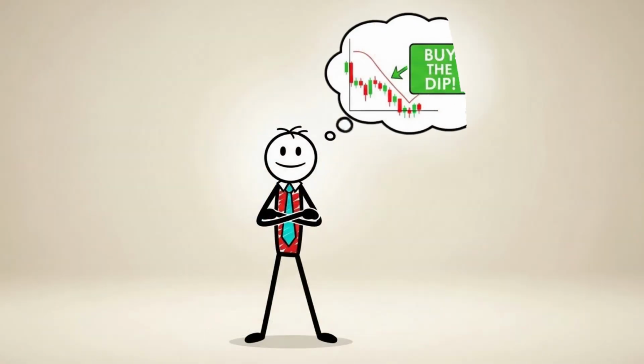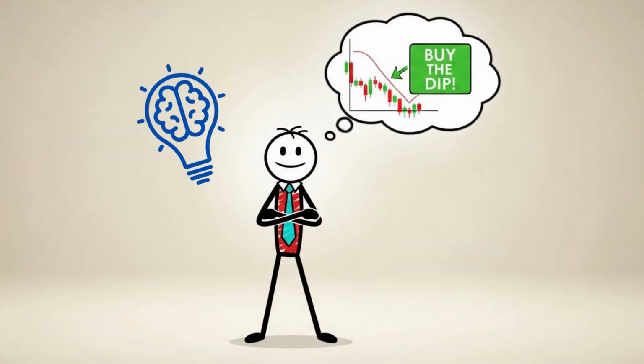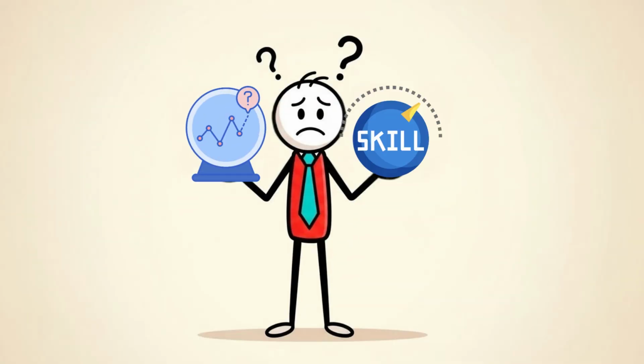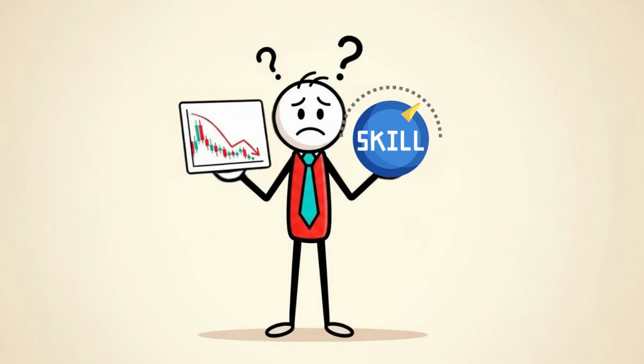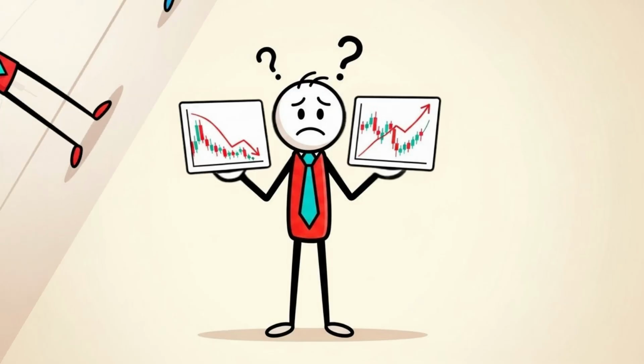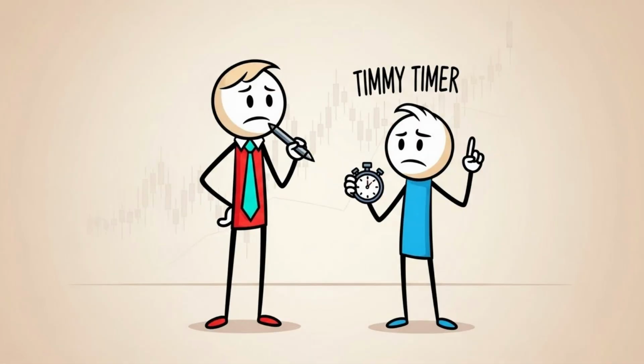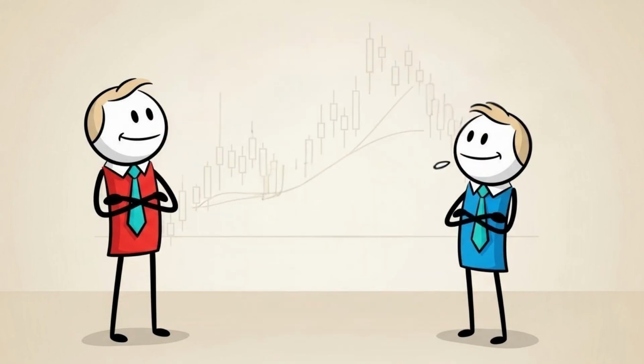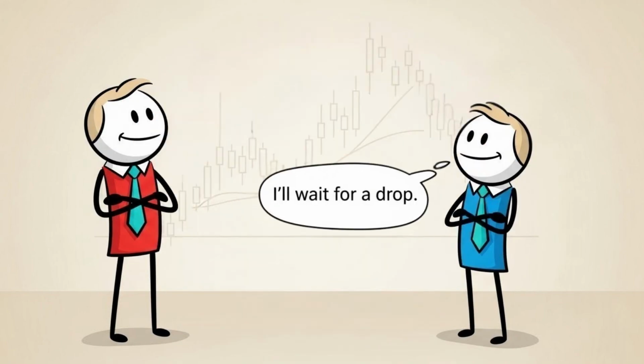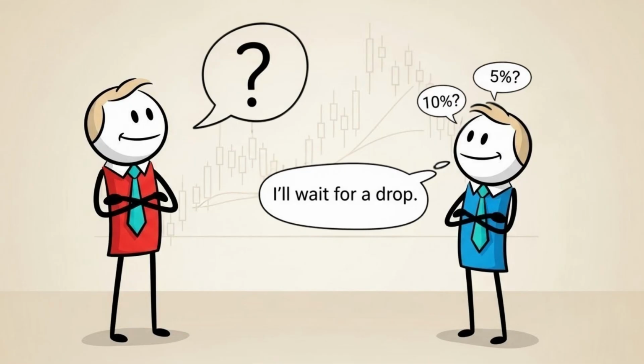Timing the market or buying the dip sounds incredibly smart. But here's the problem. It requires one very difficult skill: accurately predicting when the market is temporarily down and also predicting when it will go back up. Stickman's friend Timmy tries this strategy. Timmy is convinced he will wait for a drop. But how much of a drop counts as a dip? 5%? 10%? 20%? And what if the market never hits that exact number?